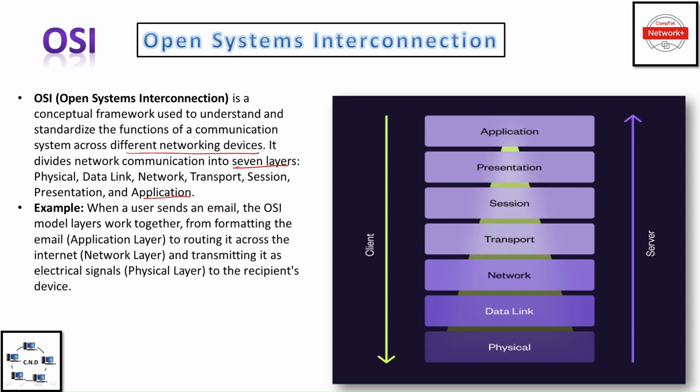For example, when a user sends an email, the OSI model works together from formatting the email at the application layer, to routing it across the internet, that is the network layer, and transmitting it as an electrical signal at the physical layer to the recipient's device.